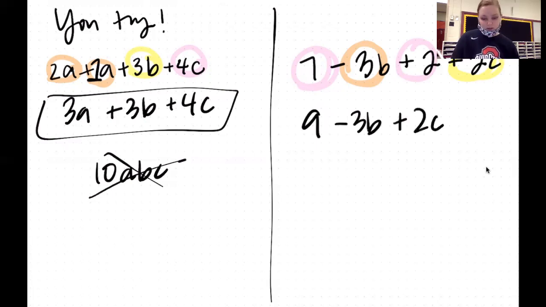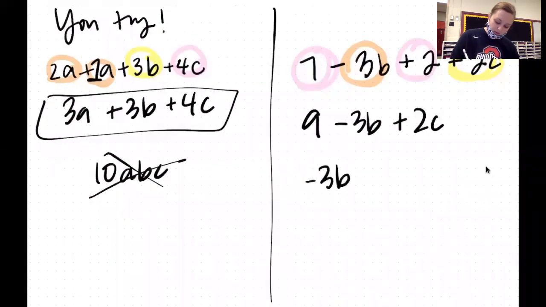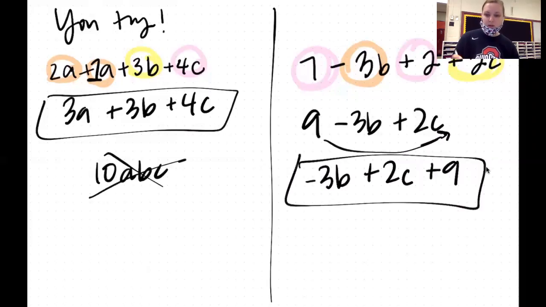Now, you could write it like this, or you could say negative 3b plus 2c plus 9. Technically, this constant usually comes at the end. You don't have to, but that would be the most correct form in the end.